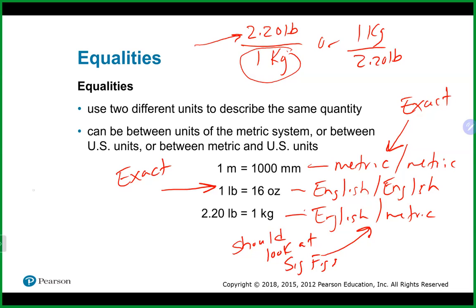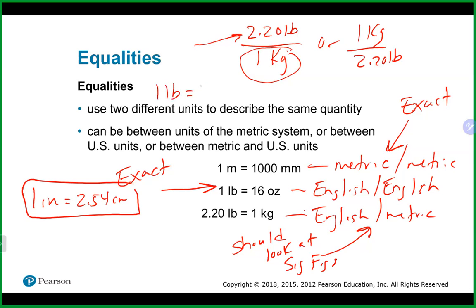There are a couple of exceptions. The popular one is 1 inch is exactly 2.54 centimeters. So although that is an English to metric conversion, it is considered exact. Some people will do 1 pound is exactly 453.6 grams, although your book may use 454 grams. So if you use that one, it could also be considered an exact conversion. So there are a few crossover ones that are considered exact, and you wouldn't have to worry about the significant figures. But for the most part, if it is English to metric, you should take a peek at it.